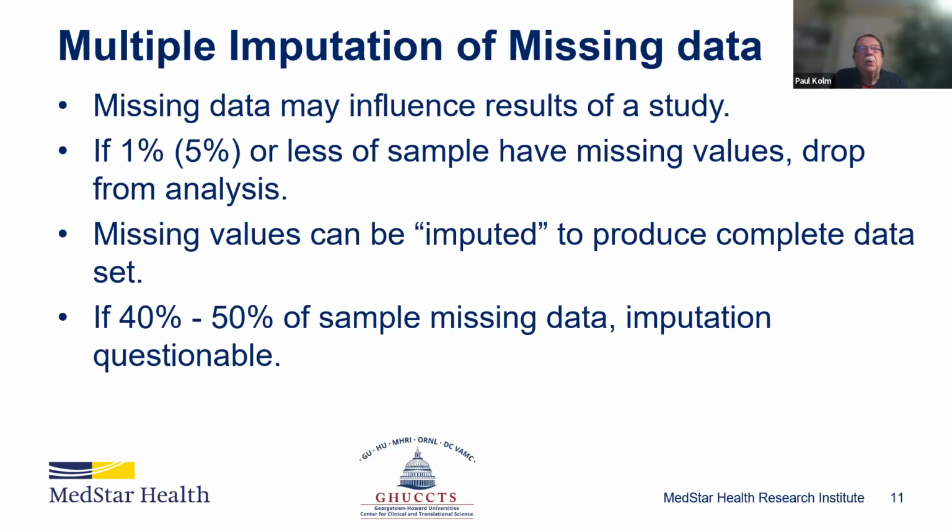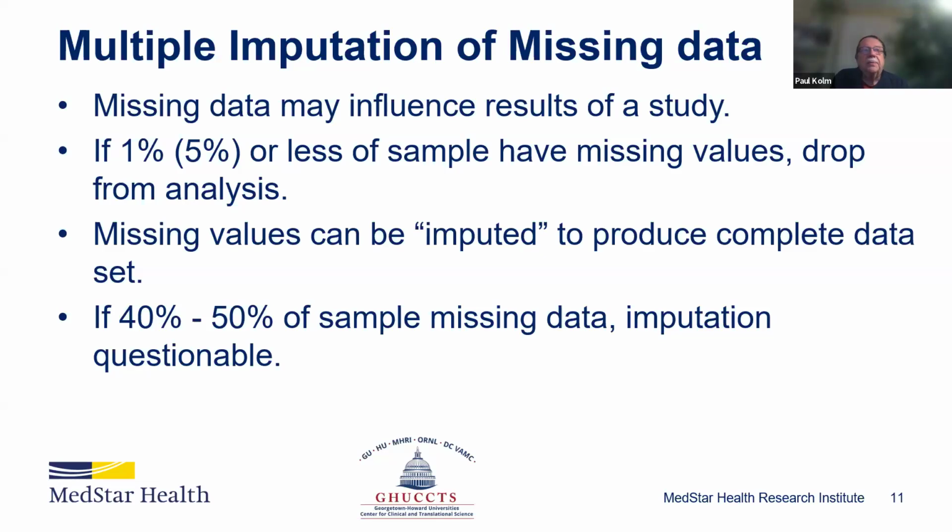Sometimes you see people use less than 5%, but of course, 5% of 1,000 can be quite a few. But usually if the missing is very small, then you can just drop those from the analysis and do a complete case analysis. But if not, then as I mentioned, what we're going to do is impute the missing values to produce a data set.